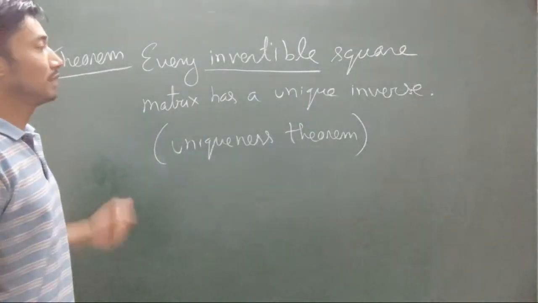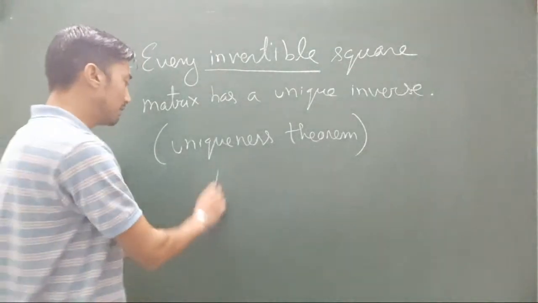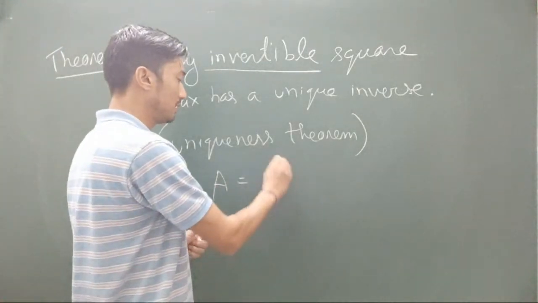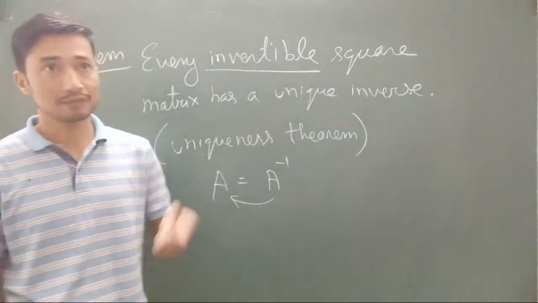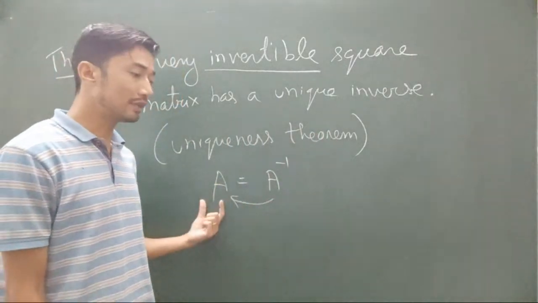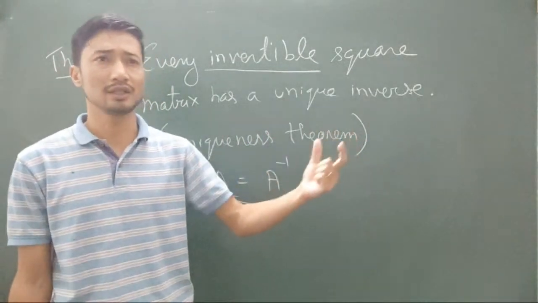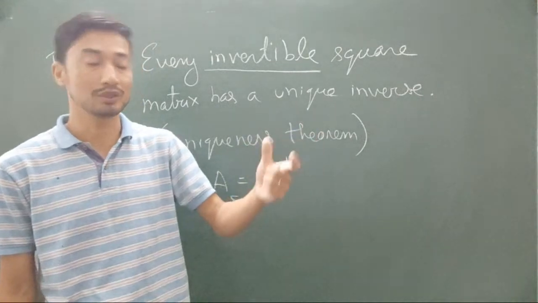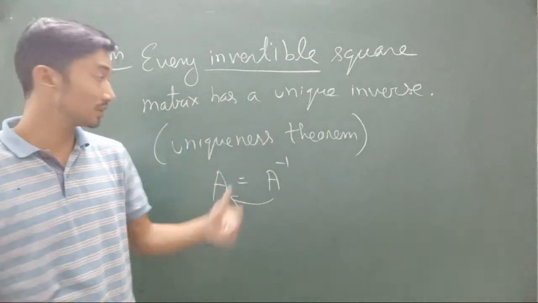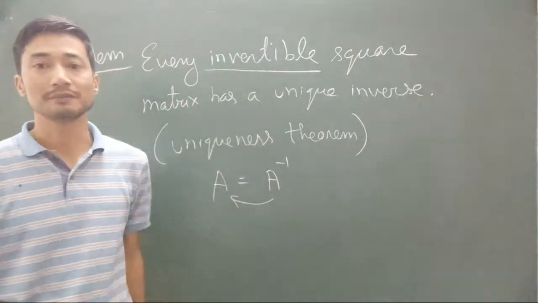So every invertible square matrix has a unique inverse. This is known as the uniqueness theorem. That means if there is a matrix A whose inverse does exist, then definitely its inverse will always be unique to itself. I cannot have 2-3 different varieties of inverse for one matrix. For one matrix, if it exists, there's only one inverse. You cannot have 2-3 inverses, let me put it in the plural form, inverses for just one matrix. That's why it's called the uniqueness theorem. Unique means one in mathematics basically. So just one matrix, one inverse only.